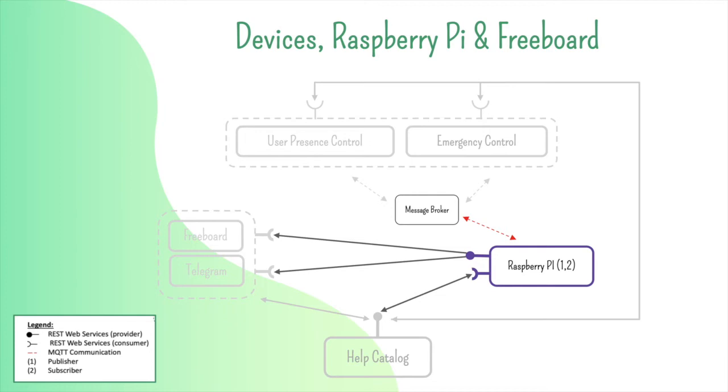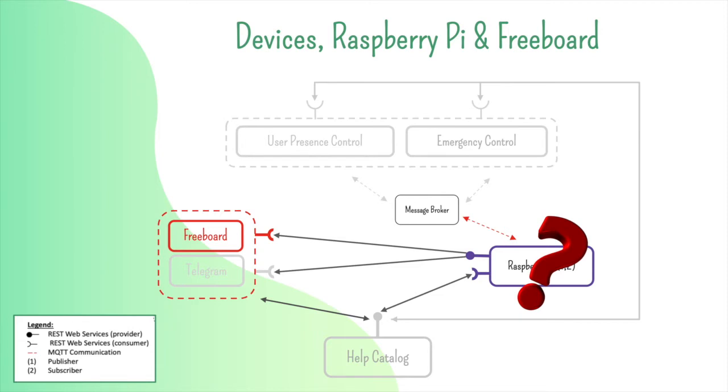On the other hand, they communicate with the message broker using an MQTT protocol, in order to constantly provide data to the control strategies. To make this process easier to understand, we show how each device works by visualizing their own data directly on Freeboard. But which devices are we referring to?